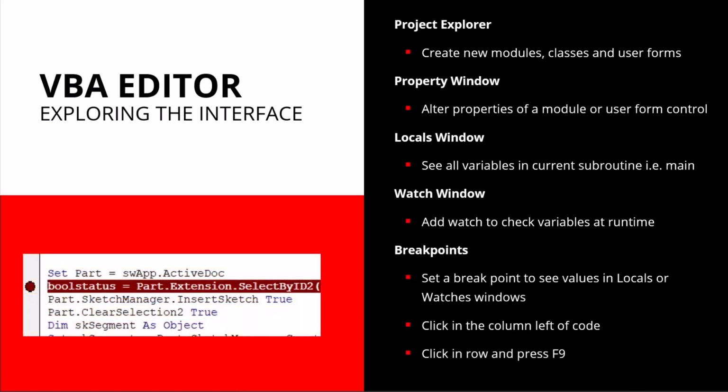In the VBA Editor, if we want to do any debugging, we need to set these breakpoints. And so we can select in the left column, if we click in there, it'll set a breakpoint. Or if we select anywhere in the row and press F9, it'll set that red breakpoint.